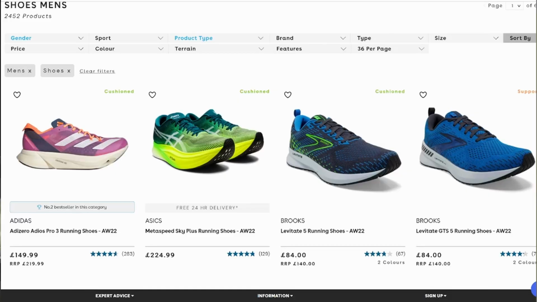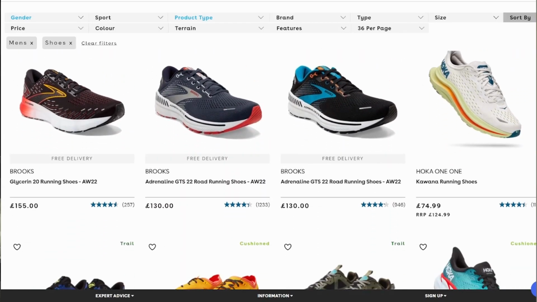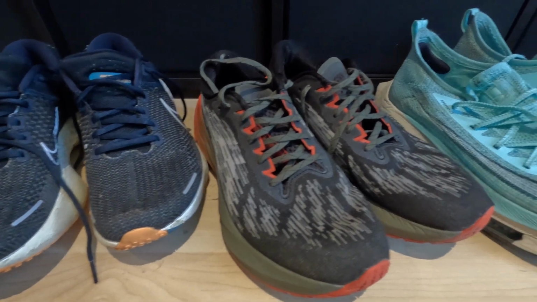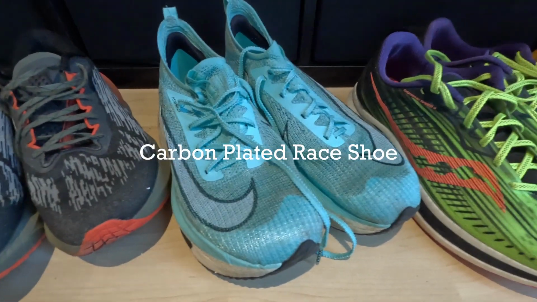Have you ever found yourself in the middle of a running shop, or been browsing online for running shoes, and you've just been totally confused by the choice? I mean, really, look, what are the differences between these shoes, for example? I'm guessing you probably want to find out more about what you're actually buying.